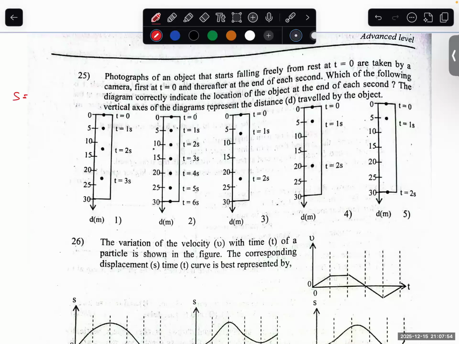s equals ut plus half at squared, with u equal to 0. Half a is 10, and t squared will be 1 squared for the first second, so it will be 5 meters. For the second, half a is 10 and you put 2 squared, so it will be 20, and that gives you the correct answer. Third one. So fourth one, no? Fourth one.